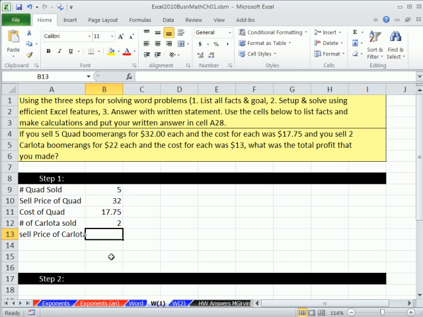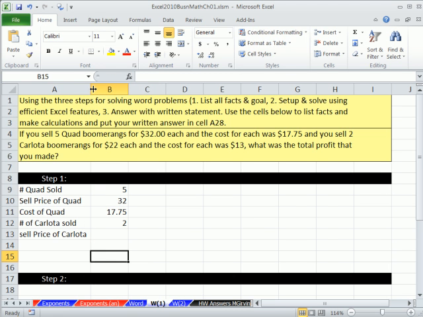All right, now I see that the A is kind of hanging over, so I'm going to come up here between A and B and just drag like that. That's the change the column width cursor. All right, and so the price is 22. That's how much we charge the customer. Finally, the cost of each was 13. OK, so I'm going to do the same trick. Cost of quad, double-click quad. We paid 13. That's it, right?